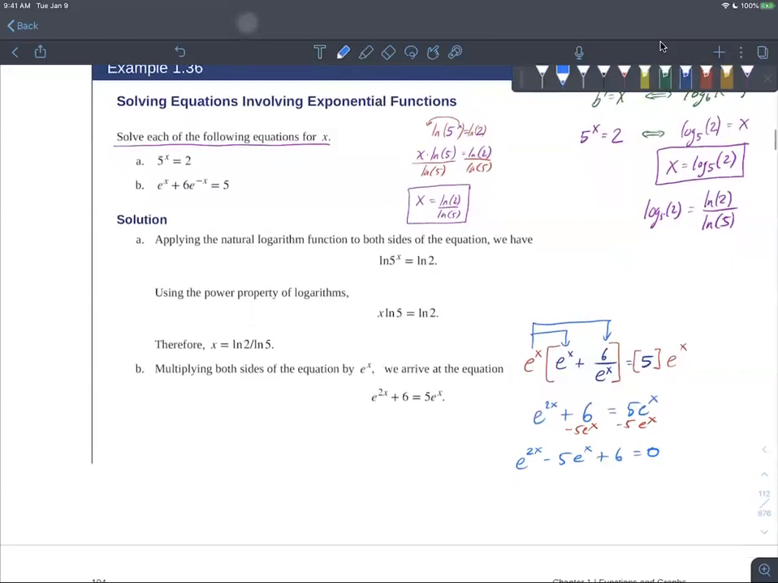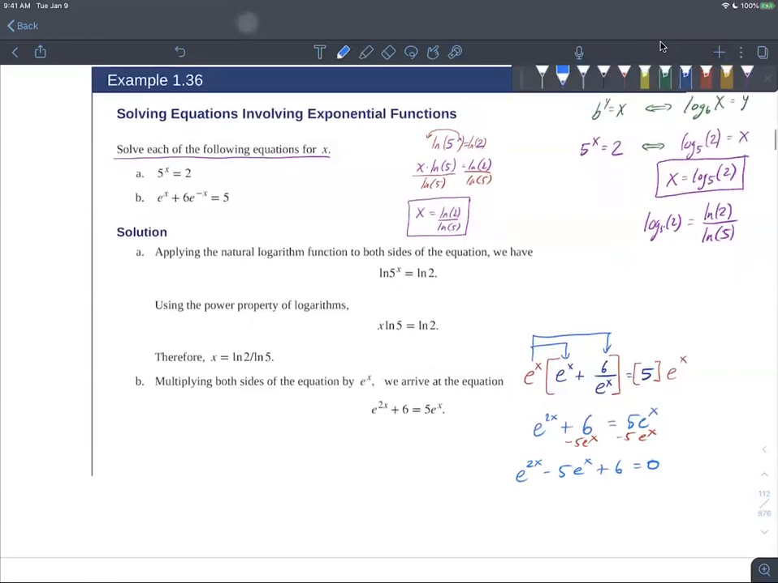And what do we do with this? You might recognize this here. We can use the properties of exponents that we showed earlier to write this as e to the x squared minus 5 e to the x plus 6 equals 0. And I'm going to make a substitution here. I'm going to let y be equal to e to the x, just to make this look a little bit cleaner. If y replaces e to the x, then we have y squared minus 5y plus 6 equals 0.